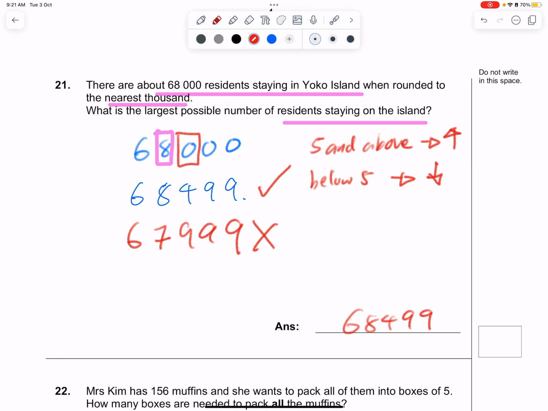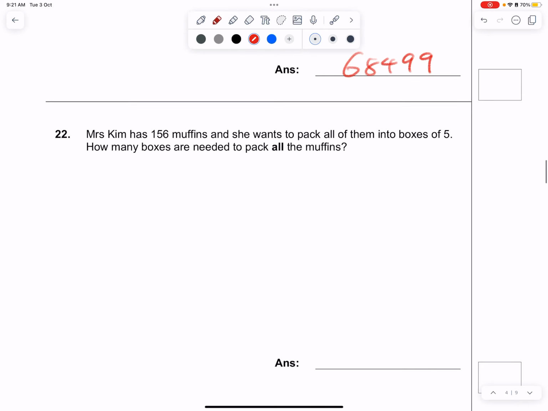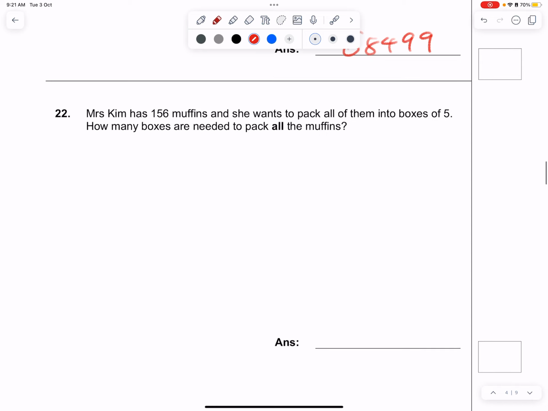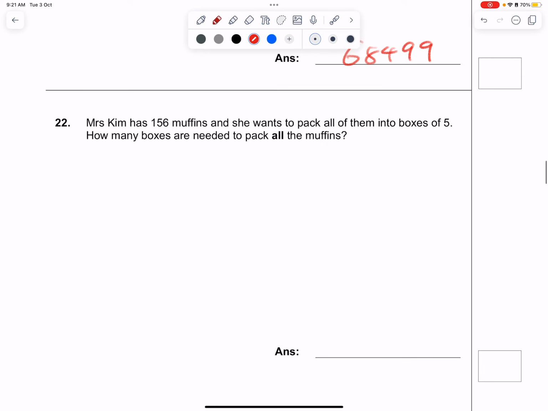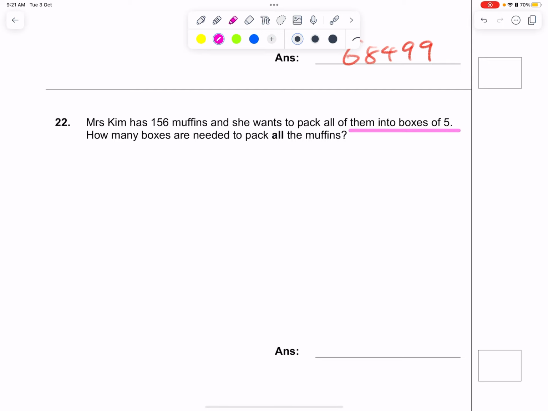Okay, be very careful. This is the trick question. Next. Mrs. Kim has 156 muffins and wants to pack all of them into boxes of 5. How many boxes are needed to pack all the muffins?